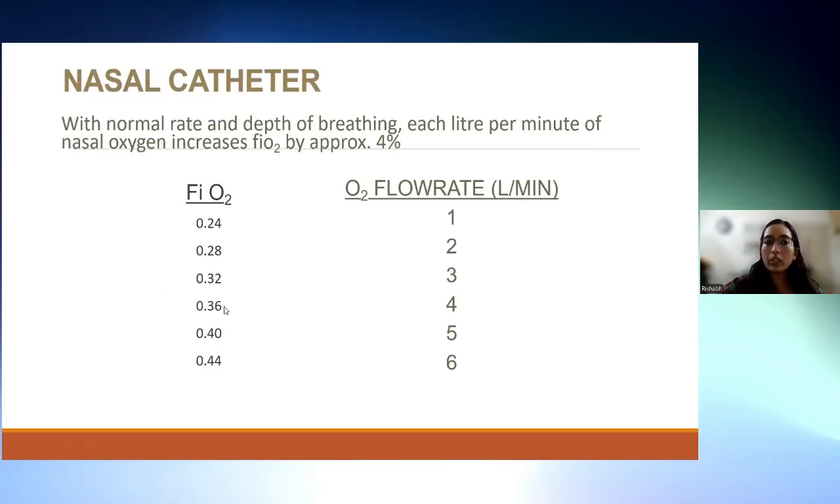With a nasal catheter, with a normal respiratory rate and depth of breathing, with each liter per minute of nasal oxygen, the FiO2 increases by 4%. So this is how we calculate. If you have given 1 liter per minute, the FiO2 reaches 0.24. With 2 liters, with 3 liters, and as it progresses to 6 liters, the FiO2 reaches about 0.44.